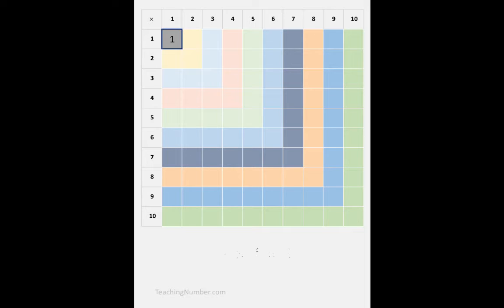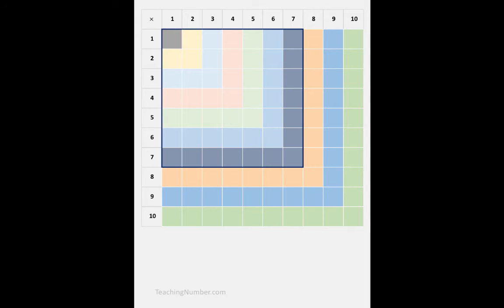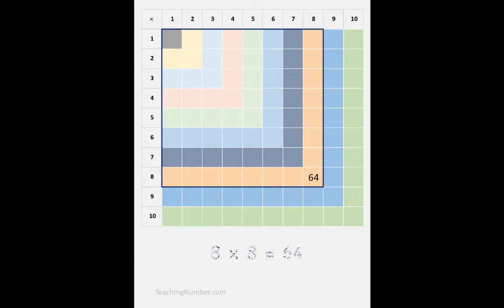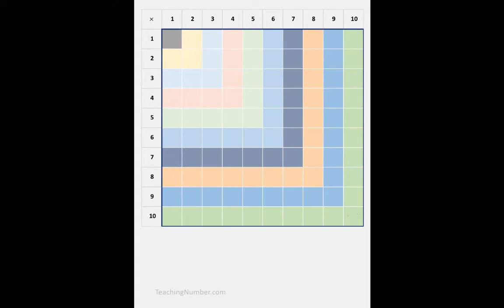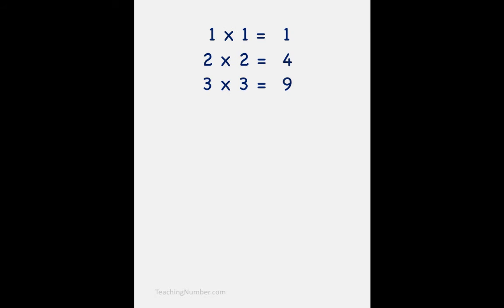The area grid is color-coded to emphasize squares. The unit square of 1, 2 times 2, 3 times 3, 4 times 4, 5 times 5, etc. Squares are similar to doubles in addition, but they are more mathematically meaningful, in addition to providing landmark numbers for constructing the meaning of multiplication within 100. See if you can detect the pattern in the sequence of squares.